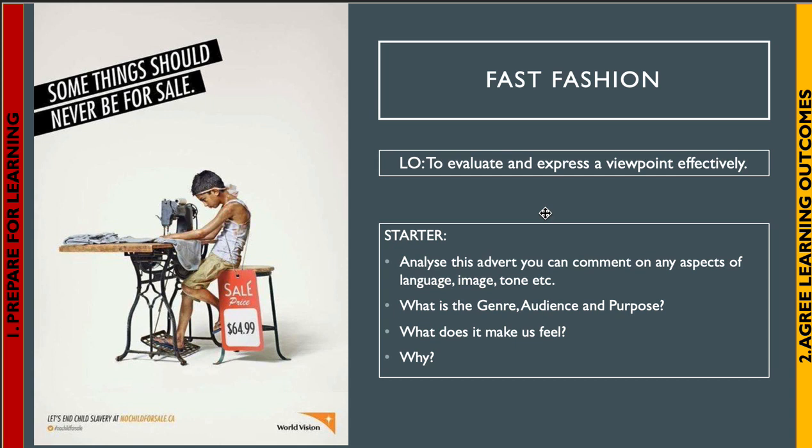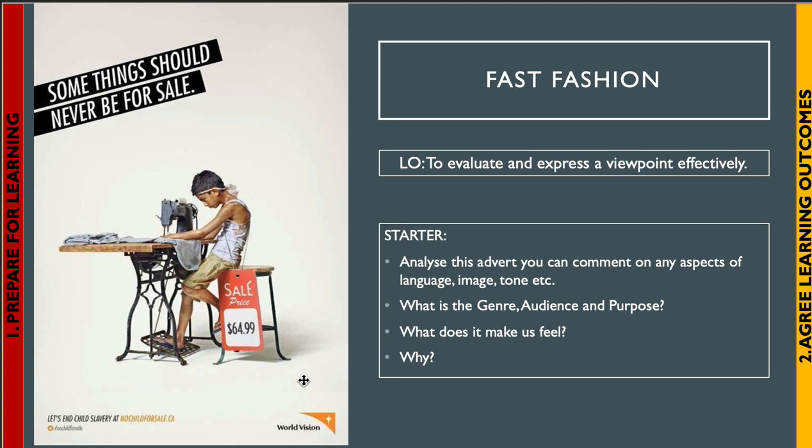So for your starter, I want you to have a look at the image here, this advert that you can see, and I want you to think about what you could analyse in this advert to comment on any aspect of language, image, tone, etc. So I want you to basically write down a couple of key points about how you react to this advert. You can comment on any aspect of it, whether that's the words that you use, the image, or the kind of tone that you think it sets. Okay, so you're working your way through the starter bullet points here. So pause the video and jot down some initial reactions to what you think this advert is about.